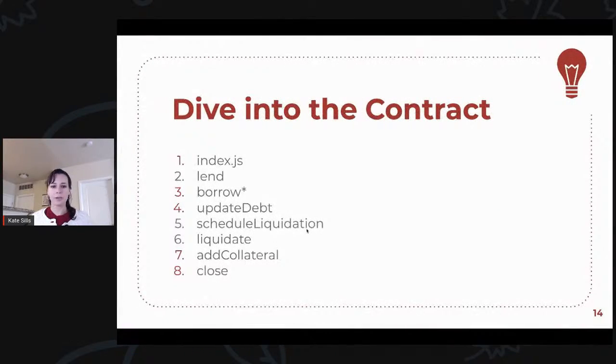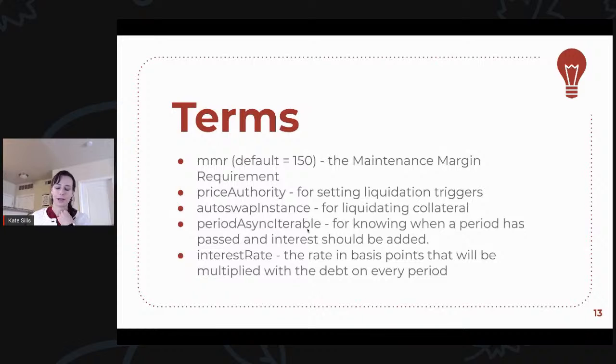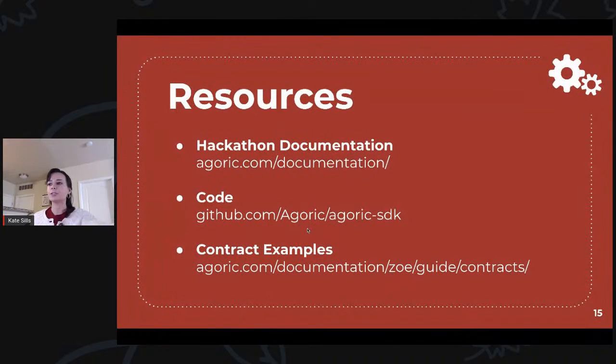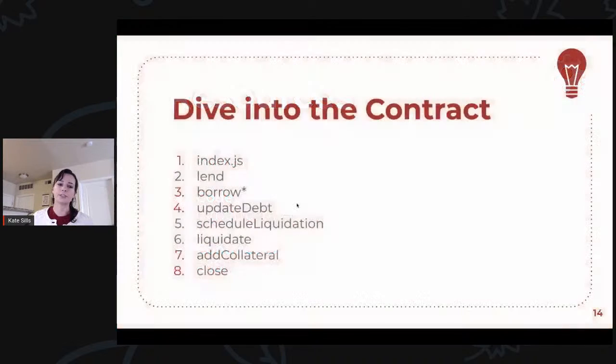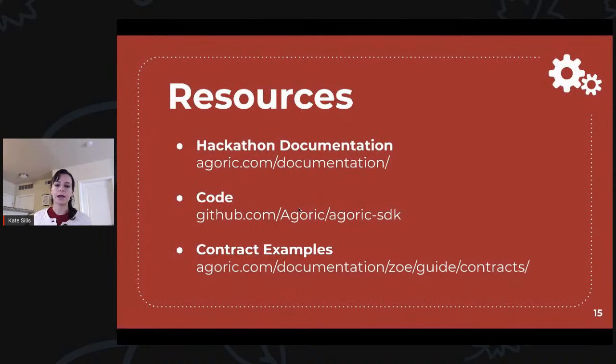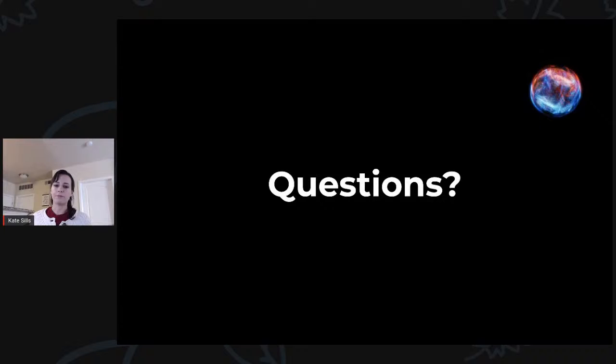So there are some resources. There's hackathon documentation. There's all of this code within the Agoric SDK repository. And then we have a number of contract examples on our documentation site. So if there are any questions, I would love to take them now.